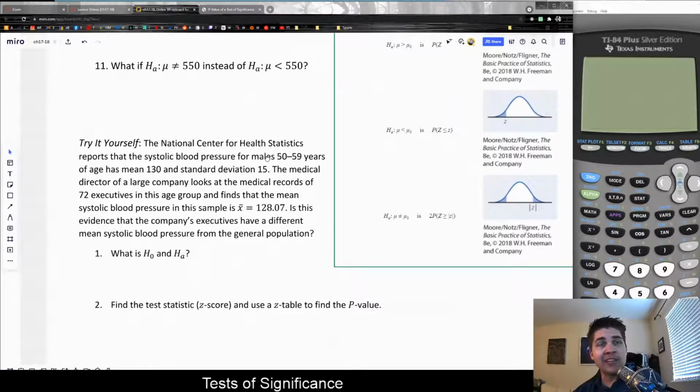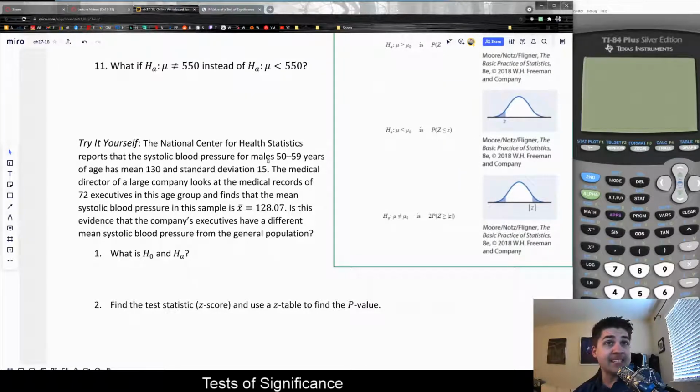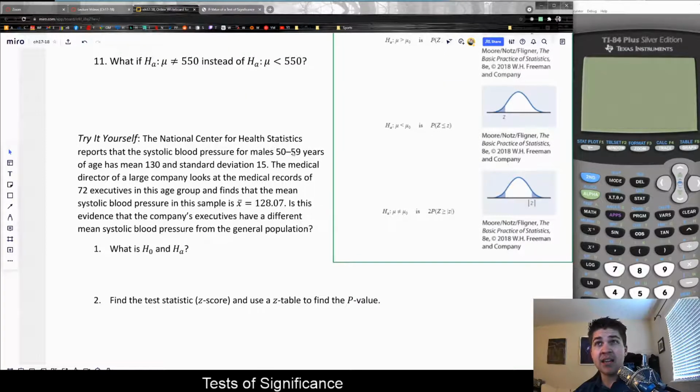So let's look at our current try it yourself to put an example to this. Let's read it and figure out what the null and alternative hypotheses are. It says, the National Center for Health Statistics reports that the systolic blood pressure for males aged 50 to 59 has a mean value of 130 with a standard deviation of 15. The medical director at a large company looks at the medical records of 72 executives within the age group and finds that the mean systolic blood pressure in this sample is 128.07.